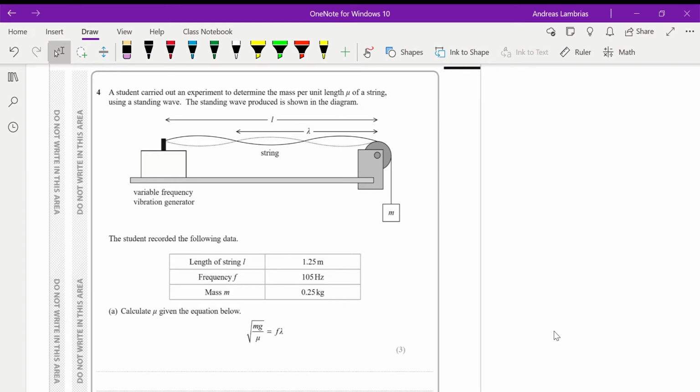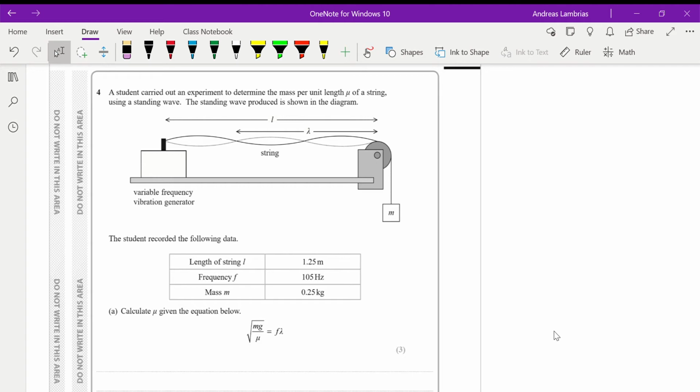Question 4 of Unit 3, June 2019 paper. This is a question about standing waves, and the student is carrying out an experiment to determine the mass per unit length mu of a string, and we can see the standing wave that is produced. So this will be like the third harmonic. The student recorded the following data: the length of the string, the frequency, and the mass.